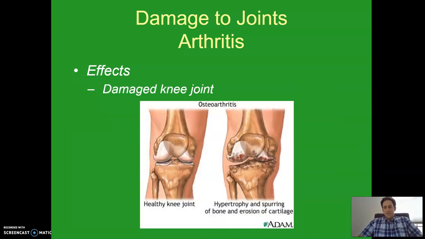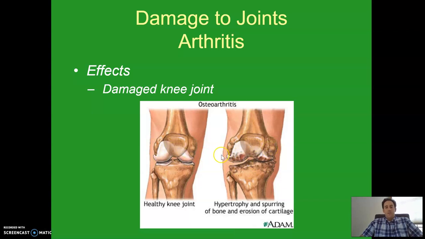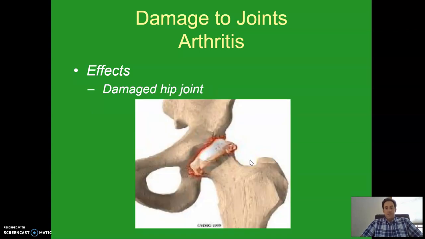Another effect is you can just totally destroy an entire joint. So, here's a nice healthy knee joint, and then here's one that's damaged by arthritis. So the articular cartilage is worn away. You can see the bone is kind of damaged down here. The meniscus, that's this little flat cartilaginous structure here, is kind of gone in this one. Here's a damaged hip joint.